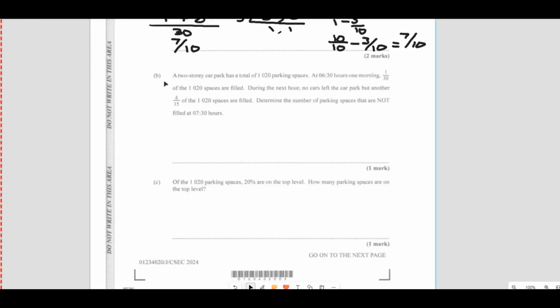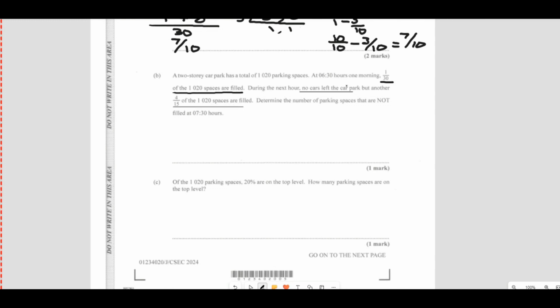Part B now is a worded question. Let's read it. A 2-story car park has a total of 1,020 parking spaces. At 6:30 one morning, I'm going to underline, this is how we do these questions, right? 1/30th of 120 spaces are filled. The next hour, no cars left. So we know that there are no cars leaving the parking lot.